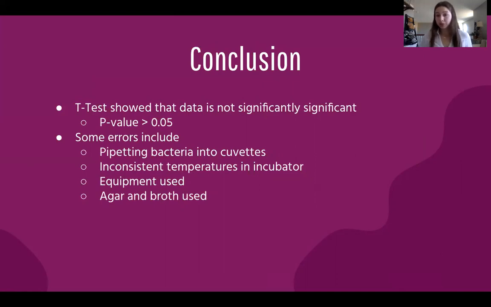Equipment used: the spectrophotometer was the best equipment I could use to analyze my data, and the agar and broth used. As I mentioned before, some of my bacteria grow better with different agar and broth, so that could be a reason for my data coming out as not statistically significant.